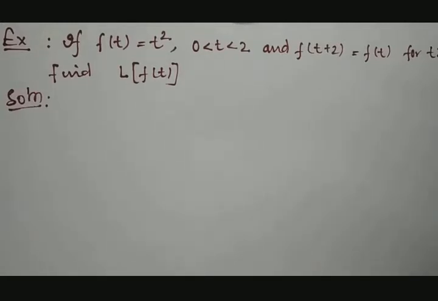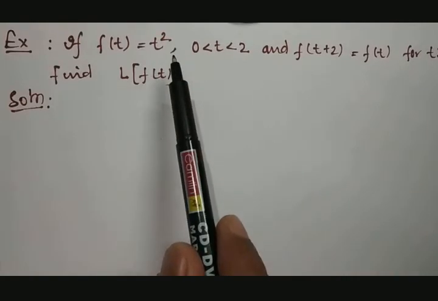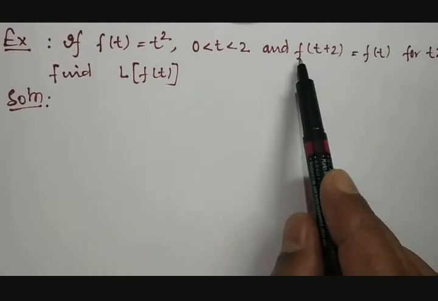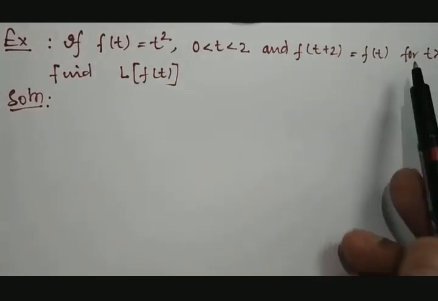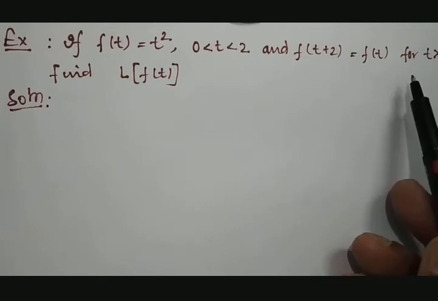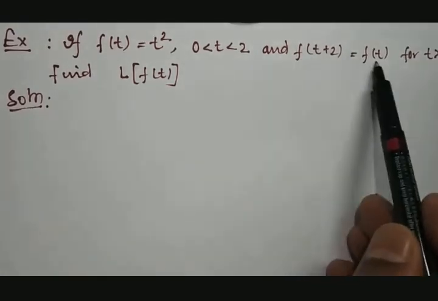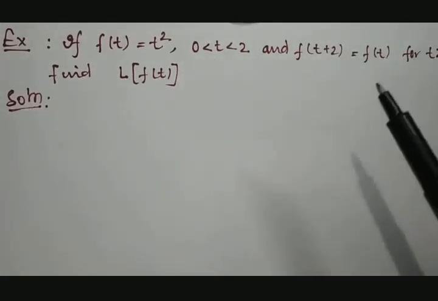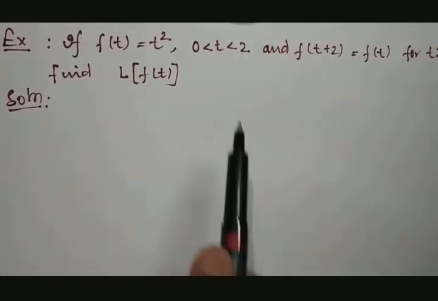In this session, we are going to discuss an example: f of t is equal to t square, which lies between 0 to 2, and where f of t plus 2 is equal to f of t for t greater than 2, meaning t is positive, it's a period. What does it indicate? This indicates the given function is a periodic function with period 2. Then we need to find out L of f of t.